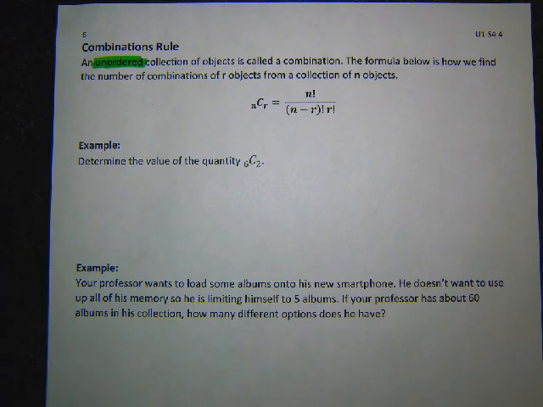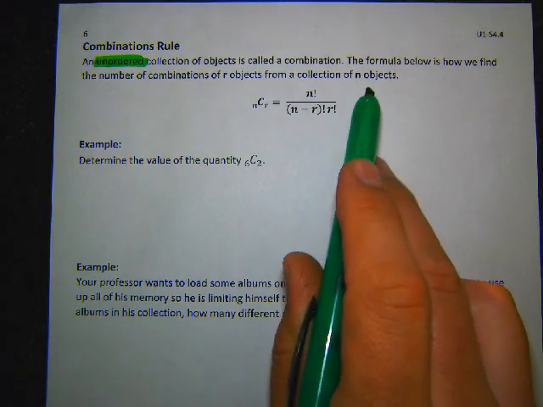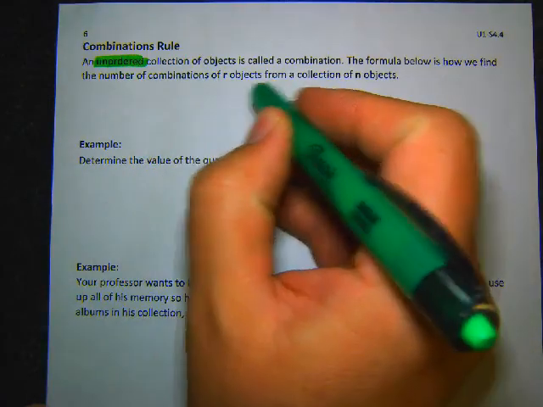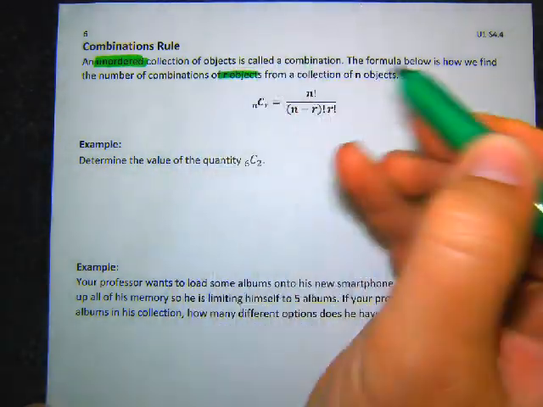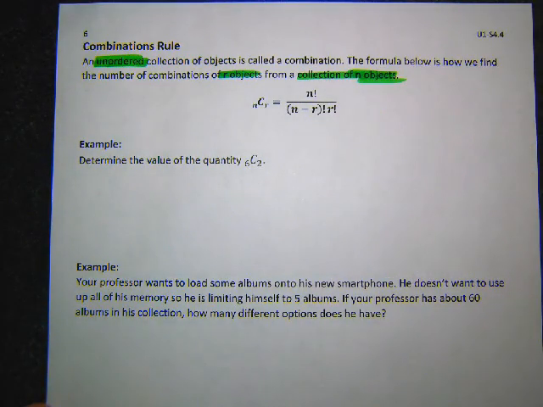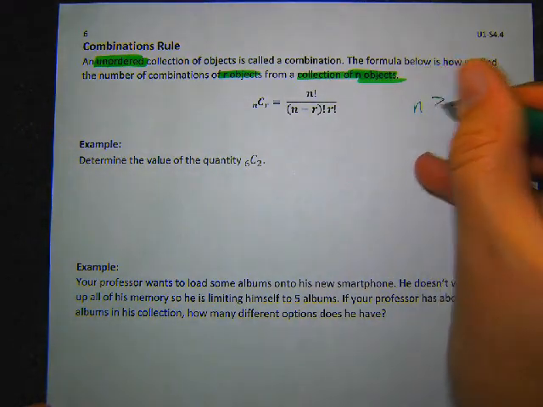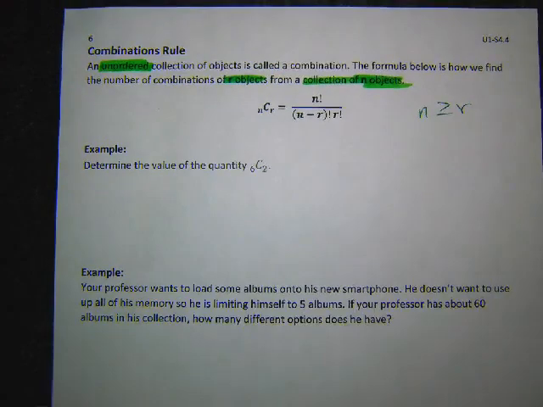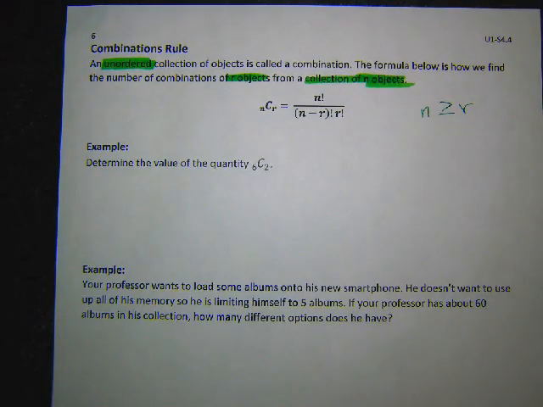The order doesn't matter. Okay, so we have a similar formula where we're looking at the number of objects we're choosing from a collection of a larger number of objects. So again, we'll still see that the n is going to be bigger than r. It could be equal. That's definitely a possibility. But in that case, you're just choosing everything. And so that's going to make it really big.